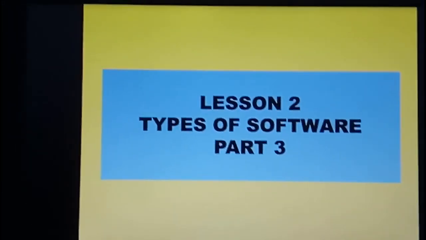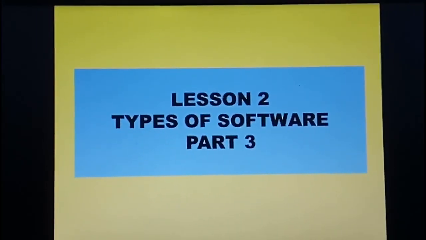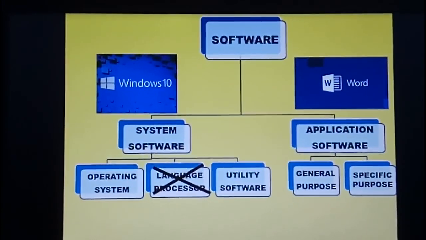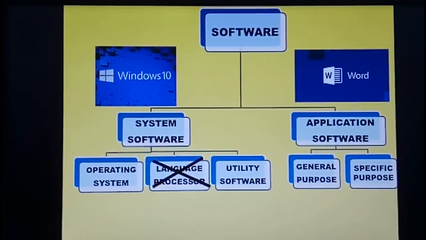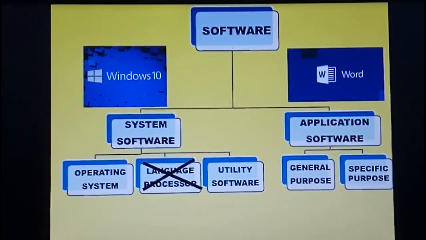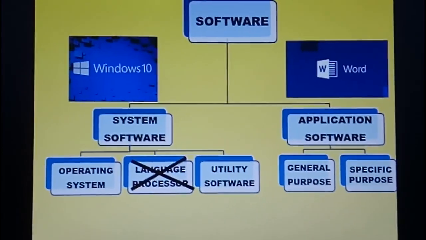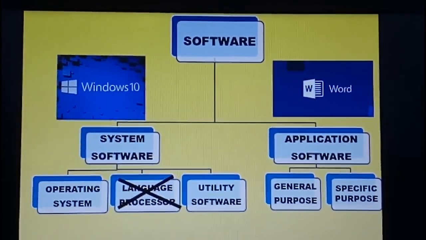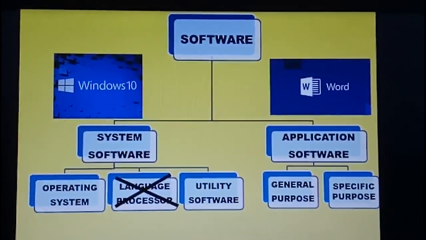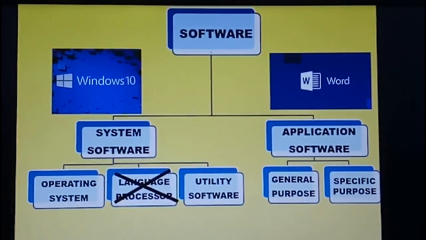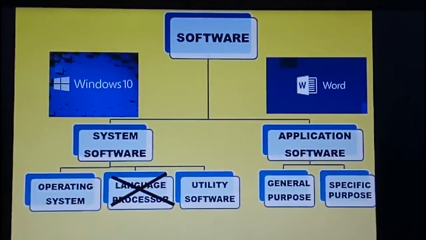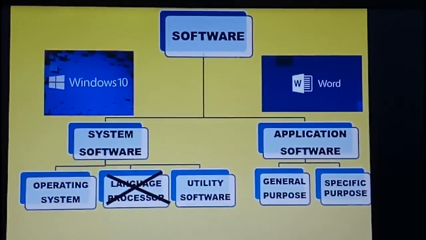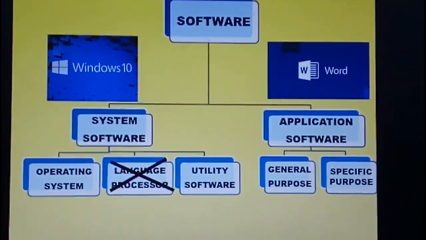So we start with lesson 2, types of software, part 3. Now we know software is of two types, system software and application software. Example of system software, an operating system like Windows 10. Example of application software, a word processing software like MS Word. A computer cannot run without system software, but it is the application software which makes the computer useful.